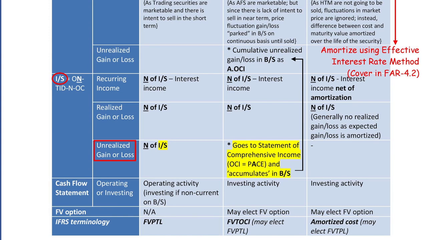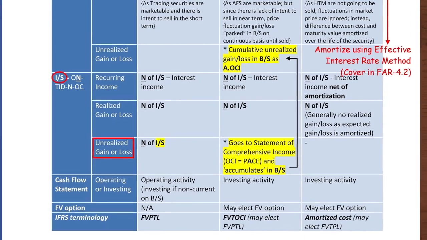So guys, you see an arrow which goes into the balance sheet, where we have the cumulative unrealized gain or loss in the balance sheet as accumulated OCI. So the unrealized gain or loss for the period on these available for sale debt securities is part of OCI, other comprehensive income, which gets accumulated in the balance sheet equity section as accumulated OCI.